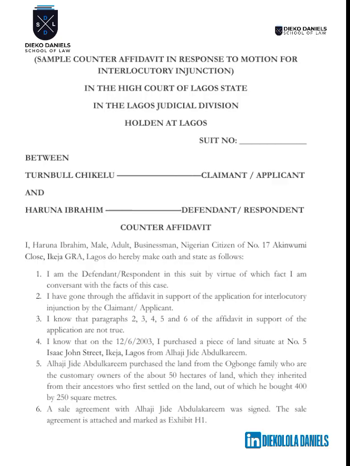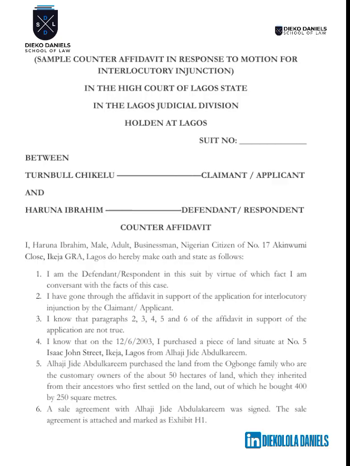The first one is that you tell us who you are, and you must add that by virtue of who you are, you are conversant with the fact. The second one is that you tell us that you have gone through the application of the other party. That is, you have gone through the application and you have seen the affidavit and you have read through the affidavit. This is not how you are going to put it, but this is the information that you are passing across. That, my lord, I am conversant with the fact in this case, paragraph 1. I am the defendant and I am conversant with the fact in this case.